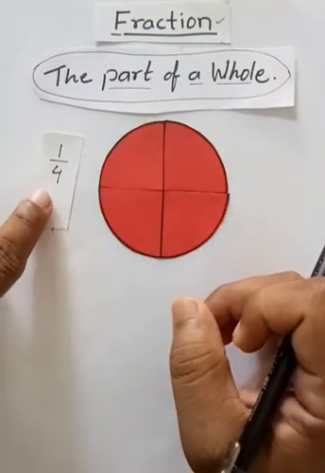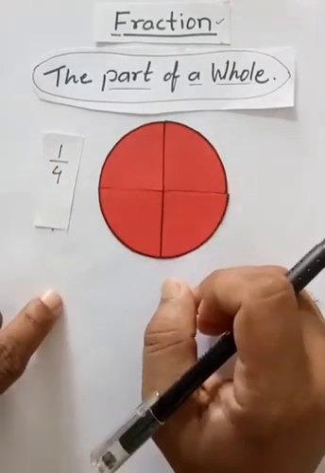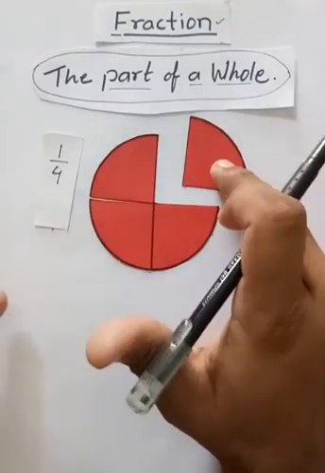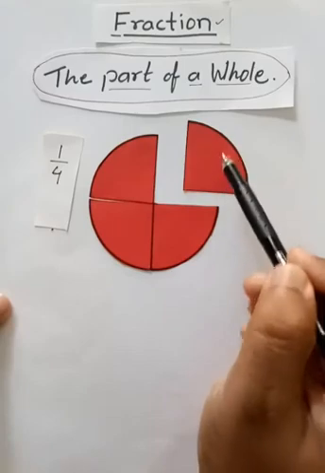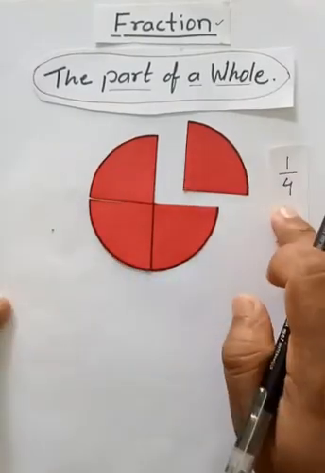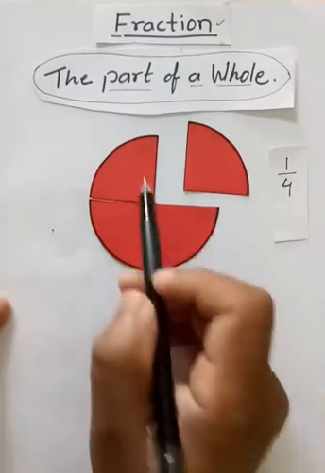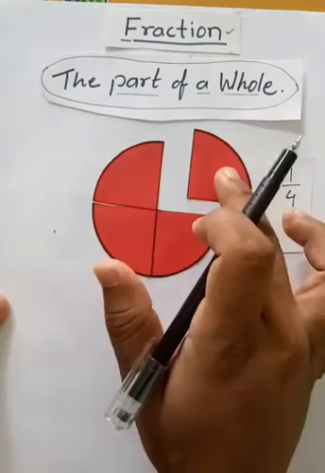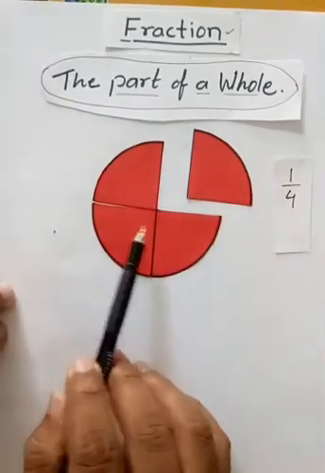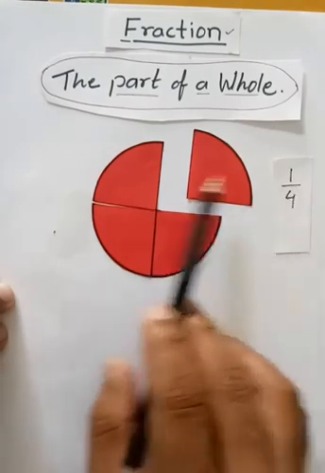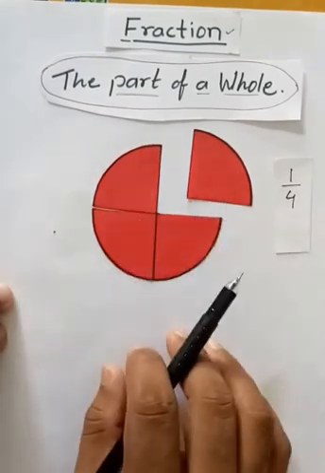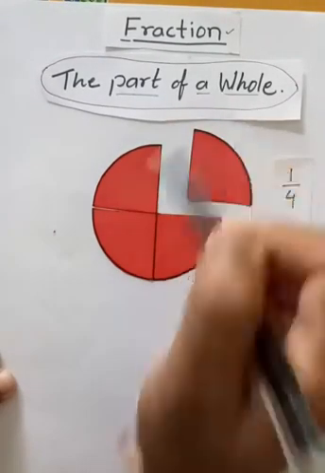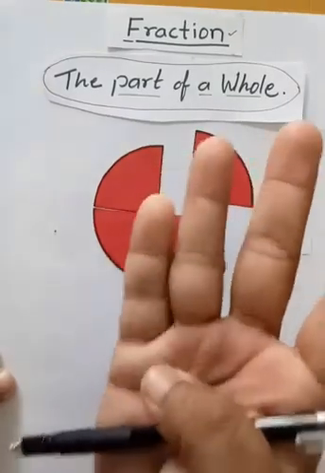I have a total of 4 parts. Out of that, if I select one part, then that part is called something like this. This small part of a whole is called 1/4, because it's the 4th part of it. As you can see, 1 2 3 4 parts, I'm selecting one, so this is 1/4. Each part can be called 1/4, and if you take four 1/4 and add them, you get the total whole thing.